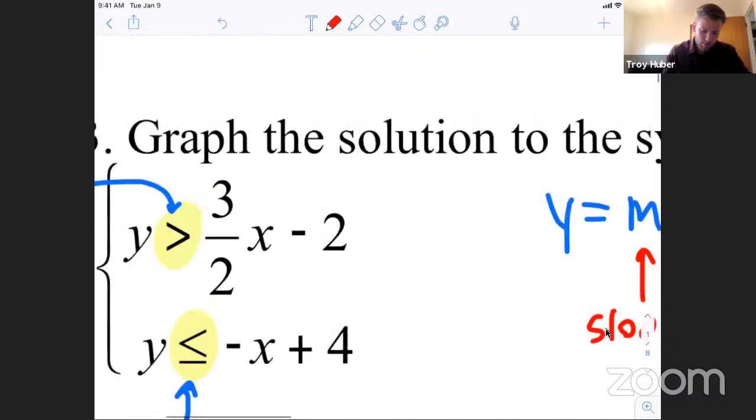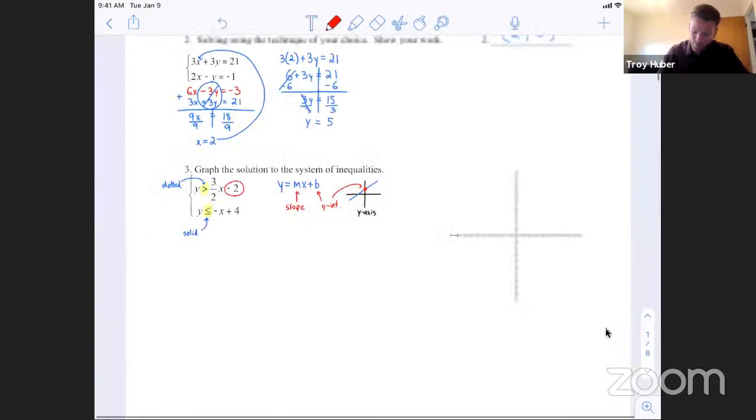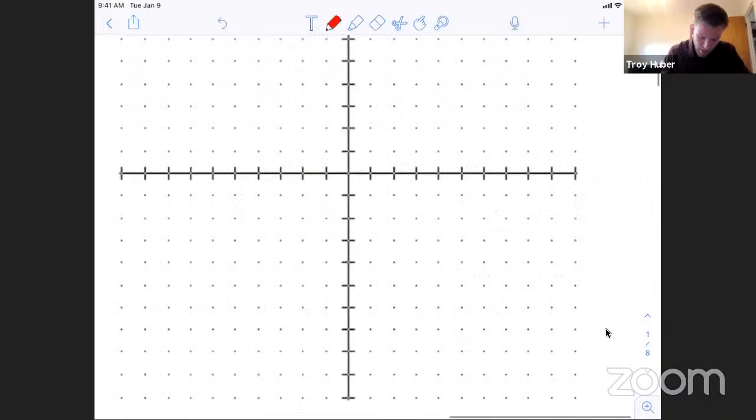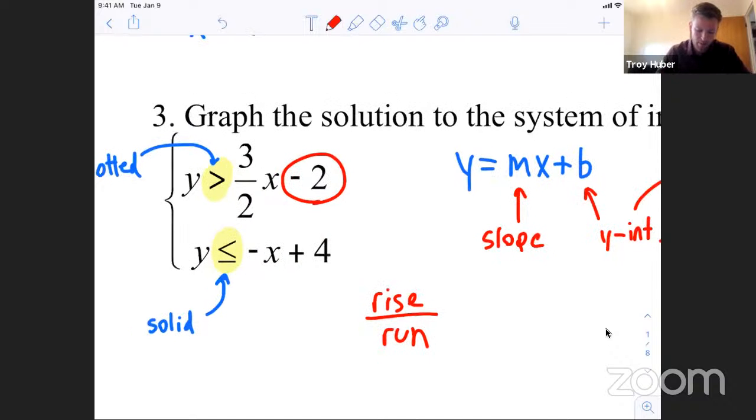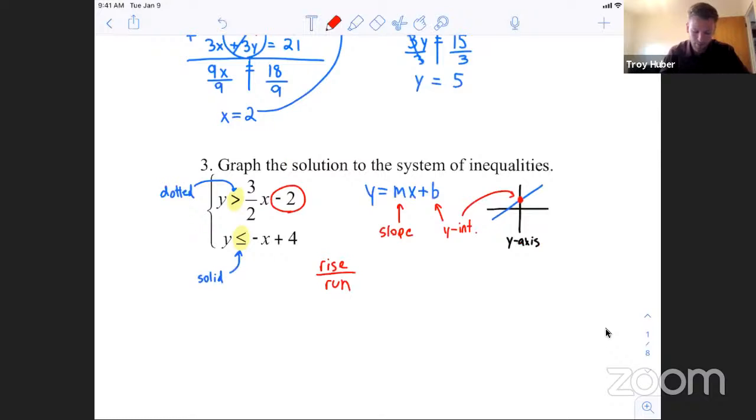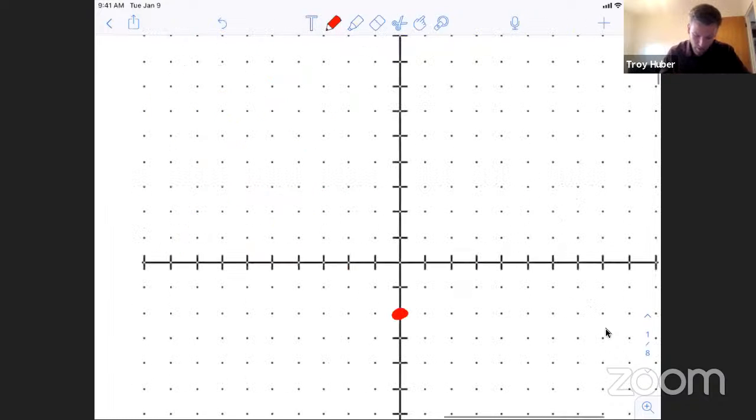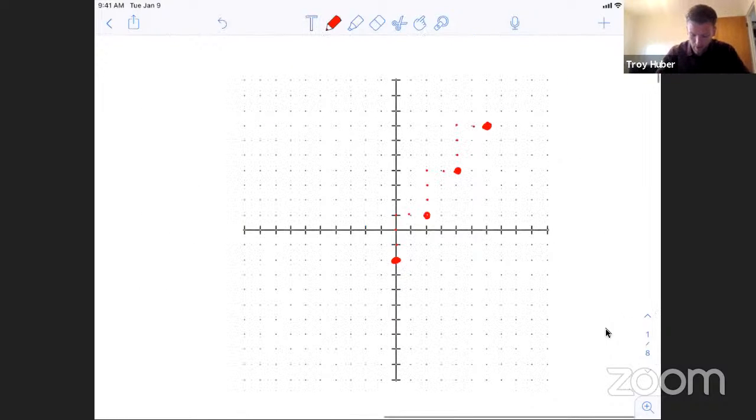So here, my y-intercept is -2. So I'm going to come over here. Here's my y-axis. I'll put that point at -2. My slope is 3/2. Remember, slope is always rise over run. So I have +3, so I'm going up 3, and +2, I'm going right 2. Up 3, right 2. Up 3, right 2. Okay, and now I can draw my line.